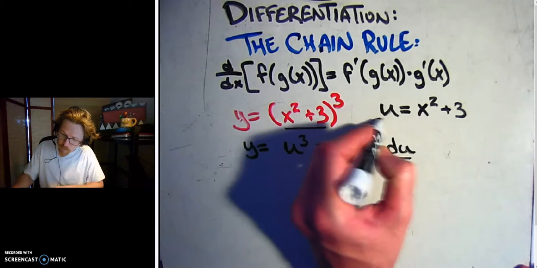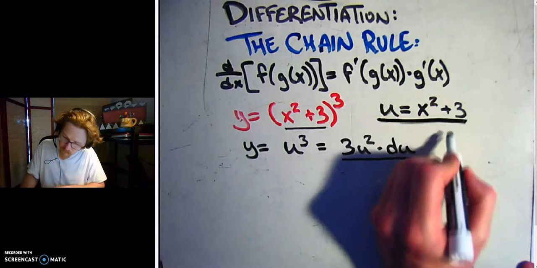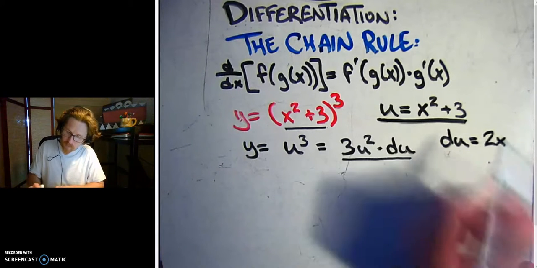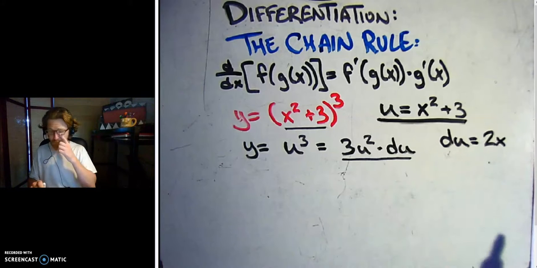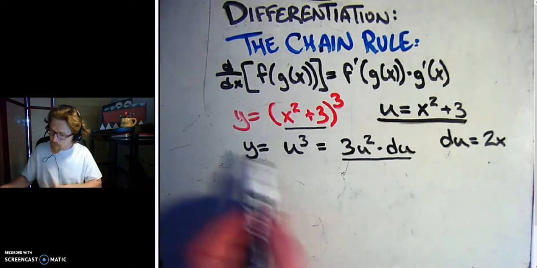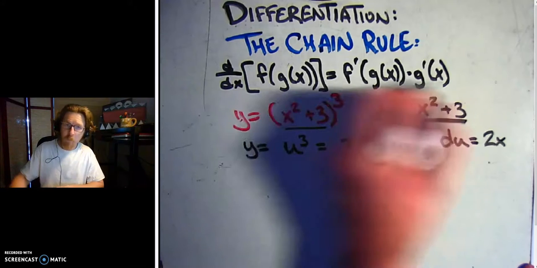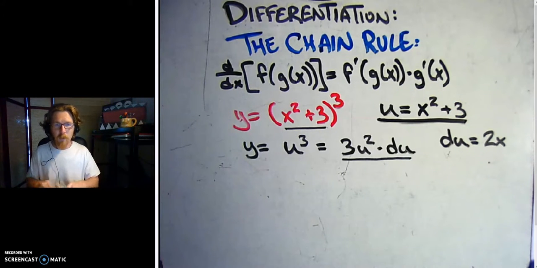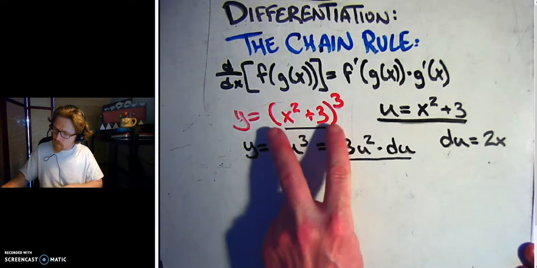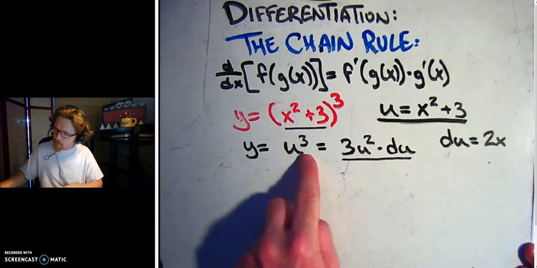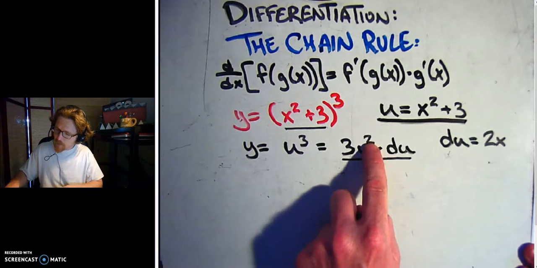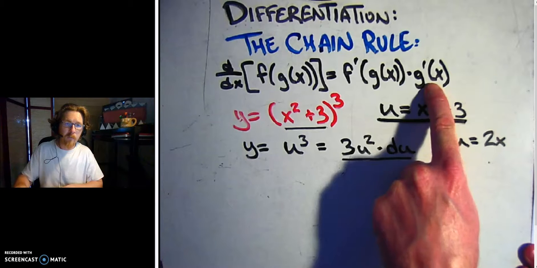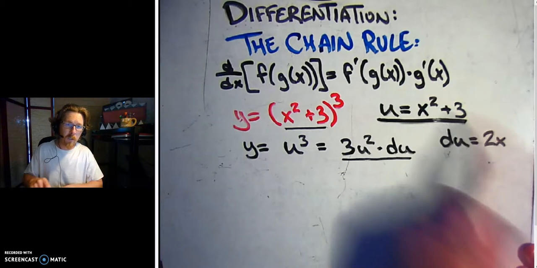Now we have what u is. u is x squared plus 3, so we can take the derivative of u. It's going to be 2x, and then really dx. So what we're doing is breaking down the chain rule by using this idea of substitution. Notice what happens: we took the derivative of our outside, which was 3u squared, where u is x squared plus 3, and then we multiply it by the derivative of that function on the inside, x squared plus 3.